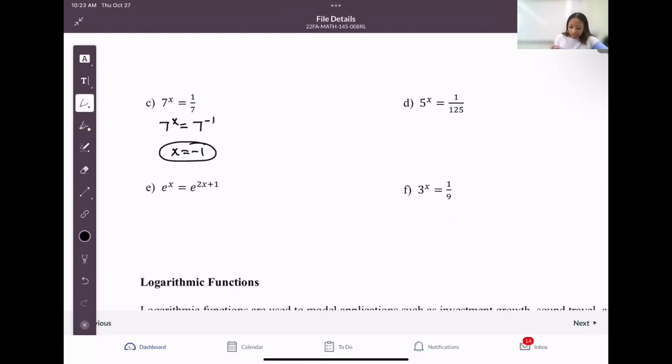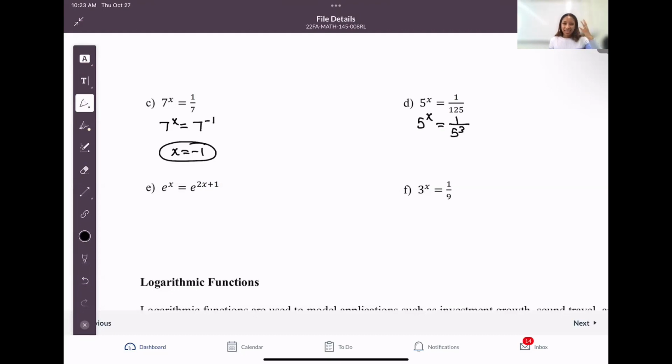All right. Same kind of technique for part D, but we have to put our two ideas together. We have 5 to the x equals 1 over 125. How can we write 1 over 125 as 5 to some power? We know that 125 is 5 to the 3rd power, so we can say that 5 to the x equals 1 over 5 to the 3rd power.